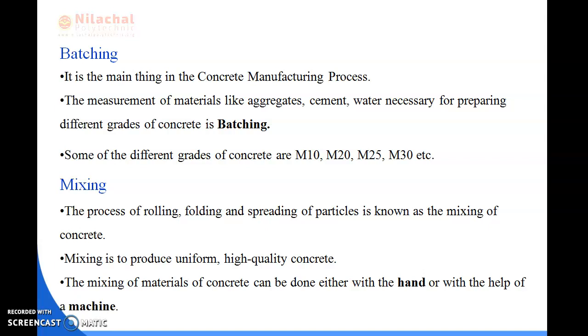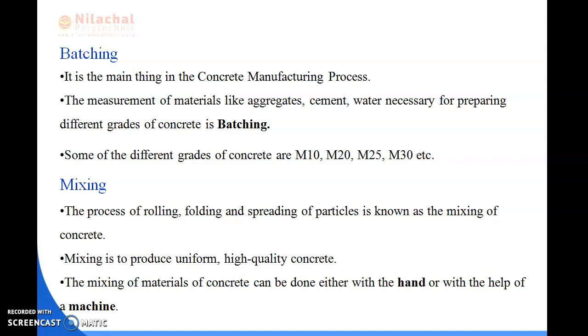Before mixing, we first have to measure all the materials, that is fine aggregates, coarse aggregates, the amount of cement we will be taking, and the quantity of water we will be taking. We first have to weigh all these materials to prepare the different grades of concrete. Then after that we will mix it. So next is the mixing process.